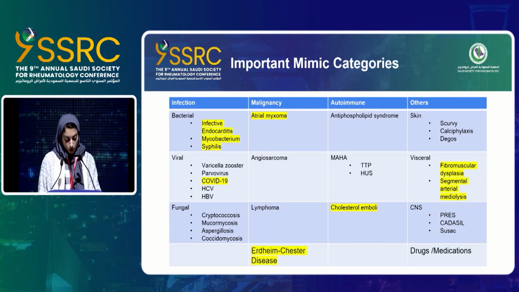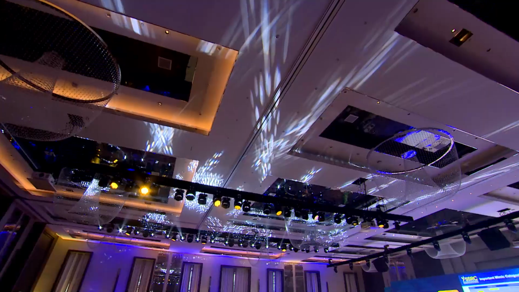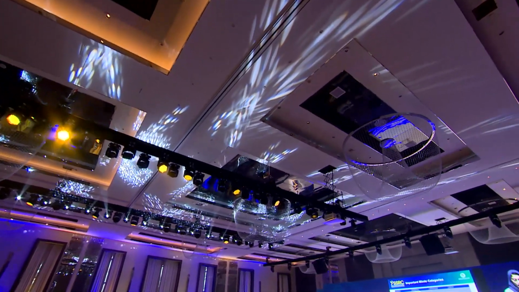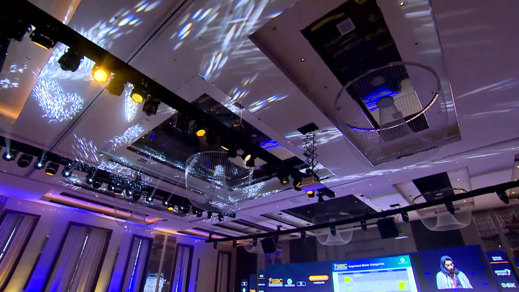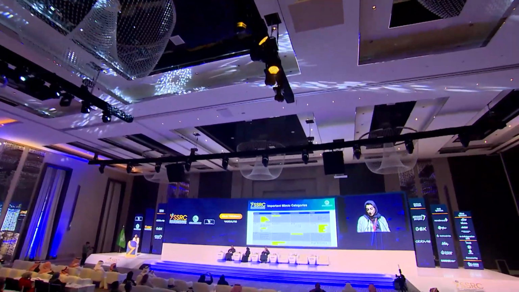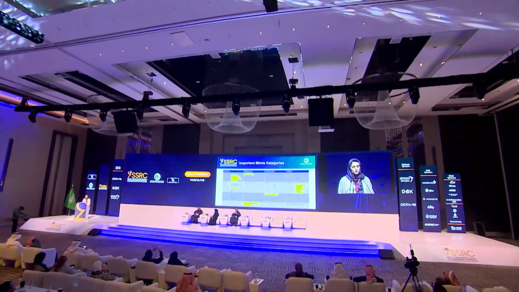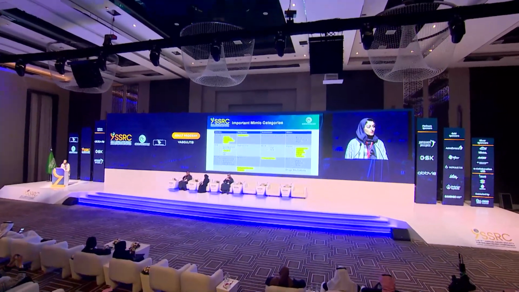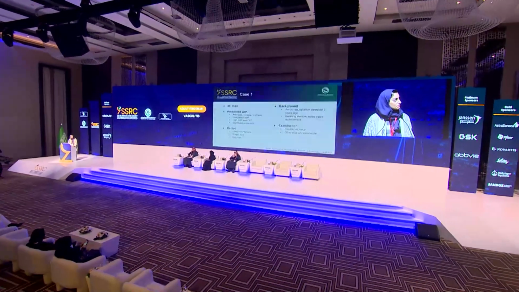It may take a whole day or more to talk about the vasculitis mimickers, but just to simplify things, we can classify them by etiology: infection-related, malignancy, autoimmune, and others, including genetics and medications. I'm going to talk about the highlighted ones briefly today.